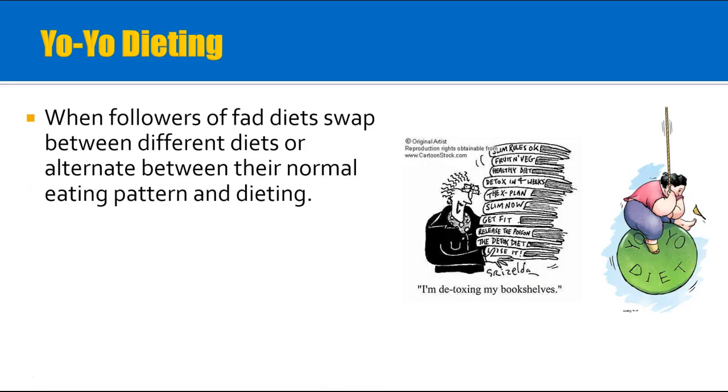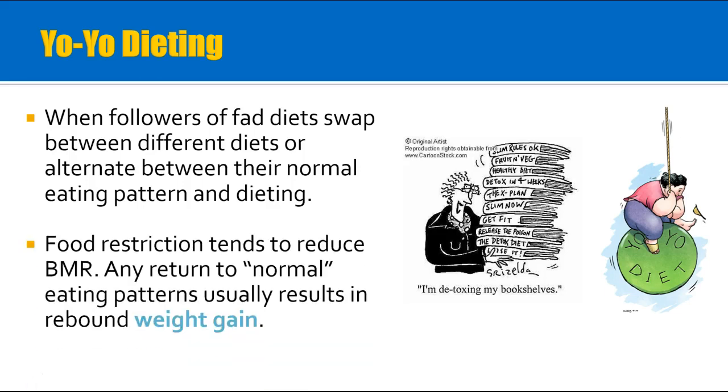Okay, so yo-yo dieting usually is where followers swap between one fad diet and an alternate diet. So they're constantly going up and down. And the food restriction tends to reduce the BMR. So they have a lower BMR, but any return to a normal eating pattern usually results in weight gain. Your body's actually really good at responding to stress. So if you start to go on, say, a starvation diet where you restrict your kilojoule intake, your body, if you continue to do that, will adjust and lower its BMR. And then when you binge in between that yo-yo dieting, you'll actually put on weight. So it's not good or effective at all for weight loss.